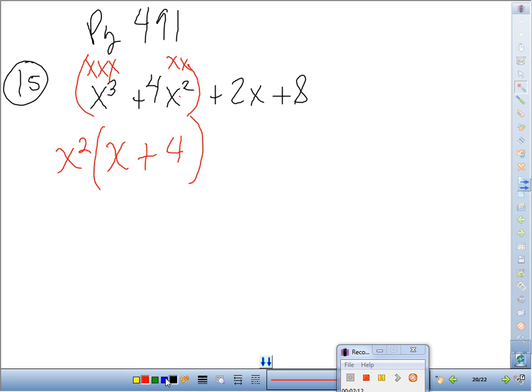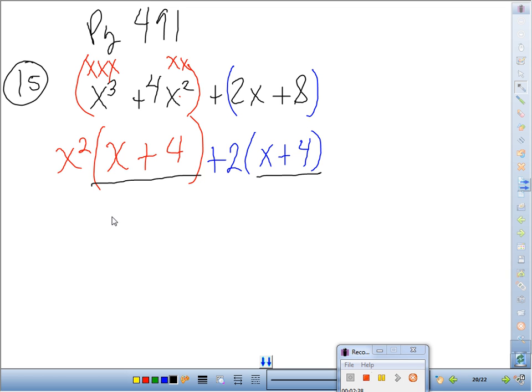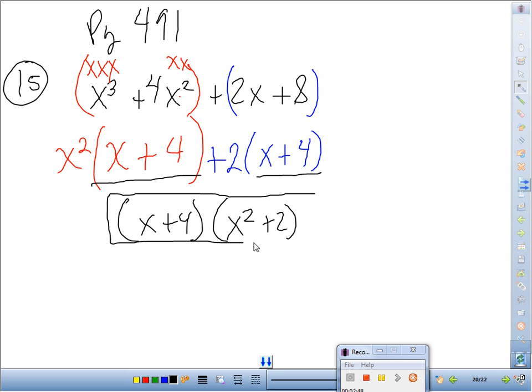Next, I'm going to group the second 2. Bring down the plus. What number divides this term and divides this term? 2. Therefore, what is 2 divided by 2? 1, and we're left with x plus 8 divided by 2, that's 4. Now, we're going to scan it again for GCF. What's the same here and here? X plus 4. So we write x plus 4. And what's left for this one? X squared, and this one is plus 2. And these are my factors.